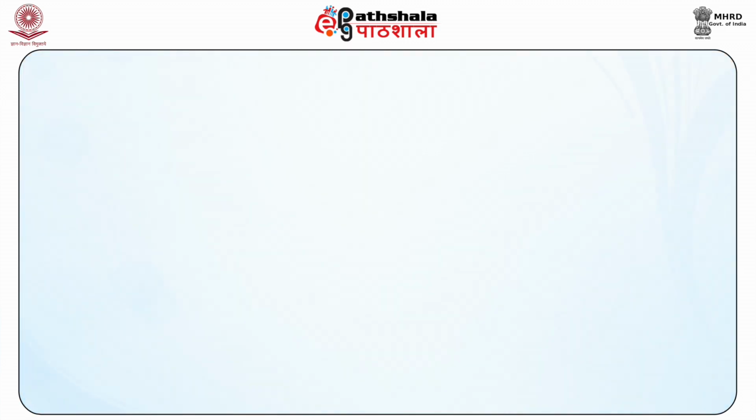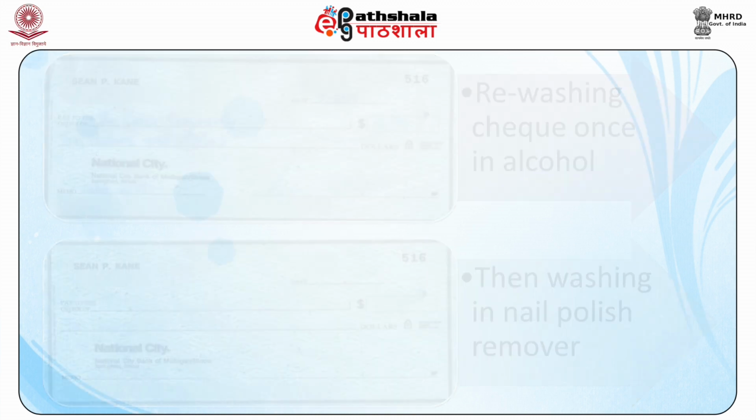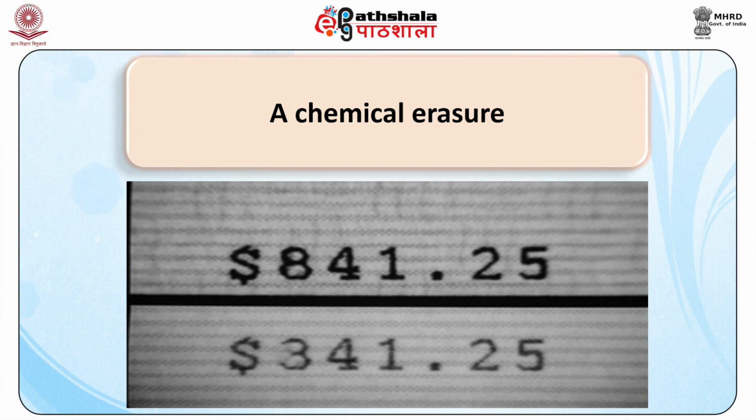So, you can see in this figure that originally this was the check written and this blue ink has been totally removed and this check has been made into blank. This chemical erasure is a result of washing the check once in alcohol and then in nail polish remover, which mostly consists of acetone along with other solvents, and the Pilot rolling ball fine pen is then used in these checks to rewrite the amount. So, this is a chemical erasure case.